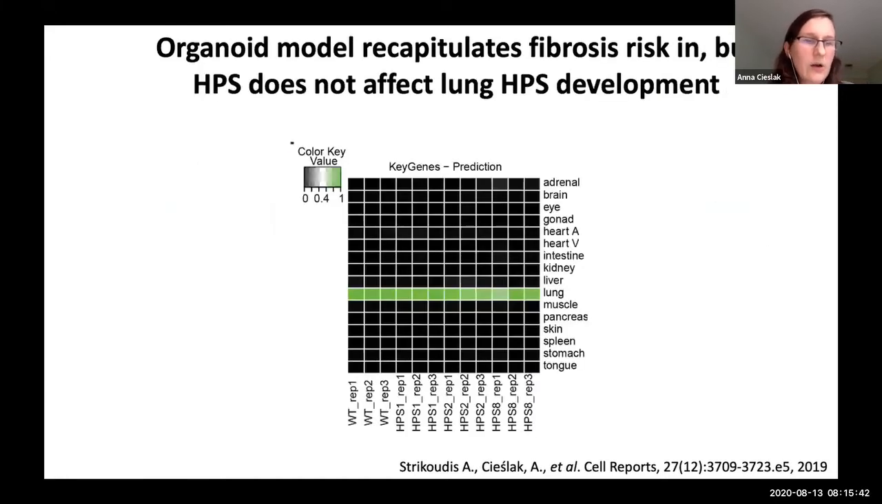In addition, we compared the genome-wide expression in epithelial cells from day 40 wild-type and hPS mutant organoids with the KeyGene database, and we found that we matched the results with the second trimester human lung.